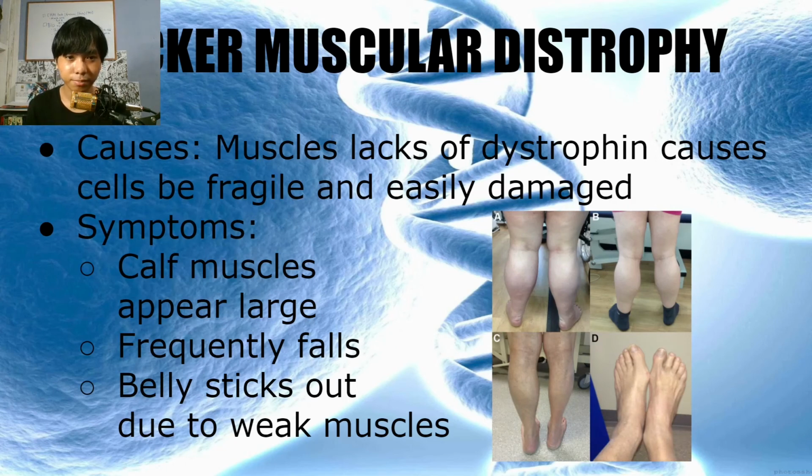It is caused by muscles lacking dystrophin, which makes cells fragile and easily damaged. So the symptoms are calf muscles that appear large as in the picture here, frequent falls because of unbalanced gravity, and a belly that sticks out due to weak muscles.